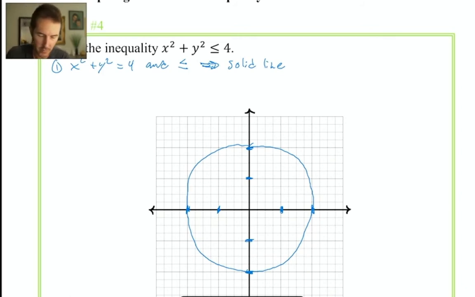Step number 2 is let's pick a test point. Now I'd like to use 0, 0 again. I used 0, 0 in the previous example. Here I'm going to use it again. Do I always use 0, 0 as my test point? Not always. As a matter of fact, you can use any test point you want, as long as that test point's not on the line, or in this case, the circle, because I'm trying to determine which side of the circle or the line to shade.